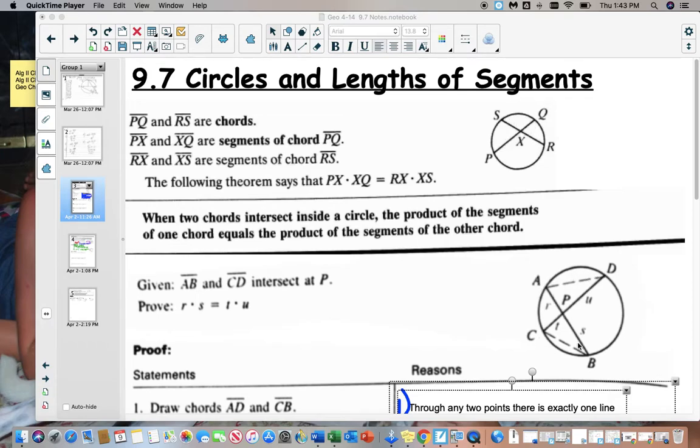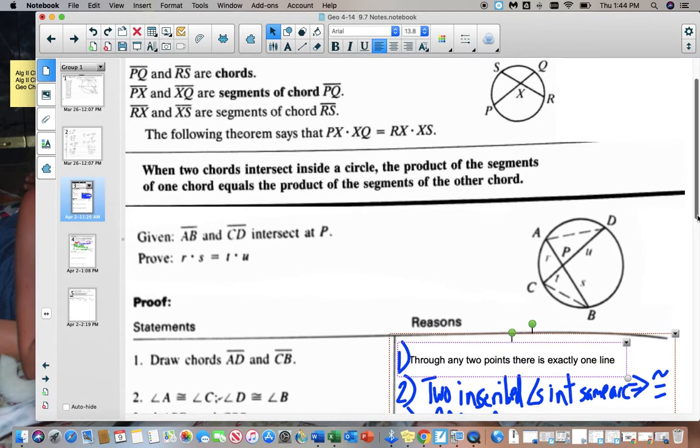Okay, so if we have a circle with two chords DC and AB, we want to try to prove that R times S equals T times U. So how do we go about doing that? Similar to what we did yesterday, we know that angle A, which is really DAB, intersects this arc right here, along with DCB, which means that they have to be equal. Same thing is happening over here.